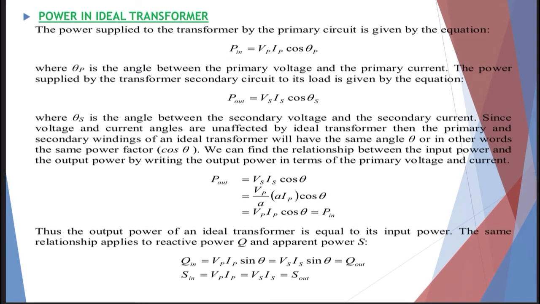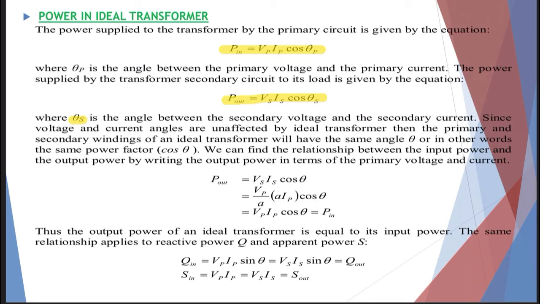Power in an ideal transformer. The power supplied to the transformer by the primary circuit is given by the equation Pin equals VP times IP cosine theta P, where theta P is the angle between the primary voltage and the primary current. For the power supplied by the transformer secondary, we can also write the equation: Pout equals VS times IS cosine theta S, where theta S is the angle between the secondary voltage and the secondary current.